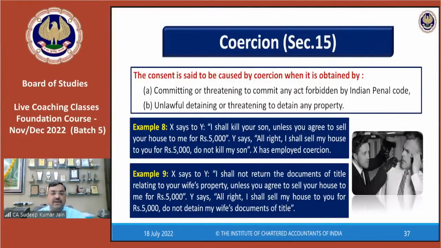Now the example for point number B. X says to Y, I shall not return the document of title, meaning the ownership document relating to your wife's property, unless you agree to sell your house to me for rupees 5,000. Y says, all right, sir, I shall sell my house to you for rupees 5,000. Do not detain my wife's document of title.